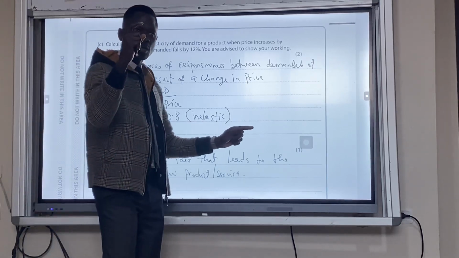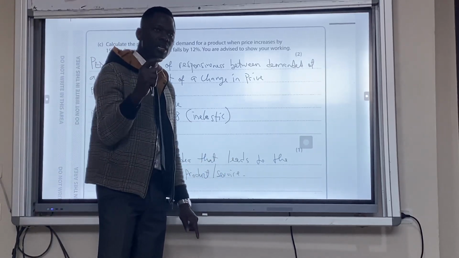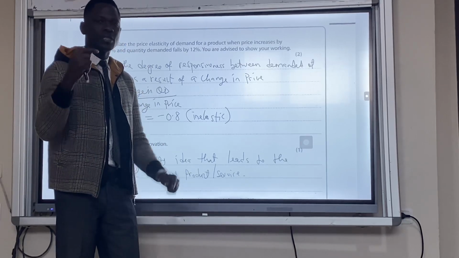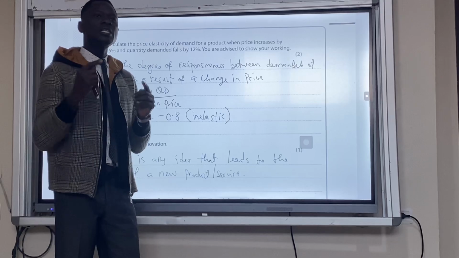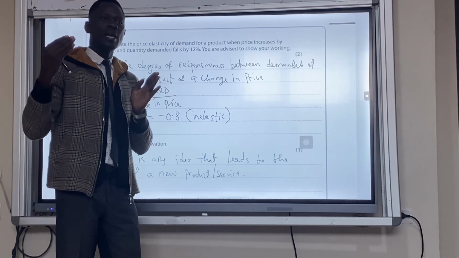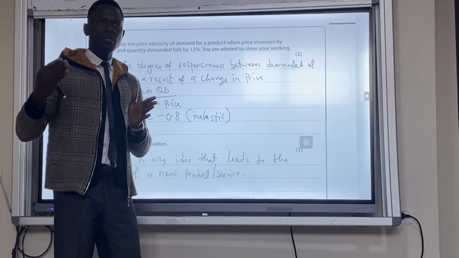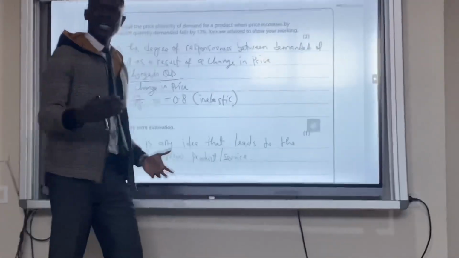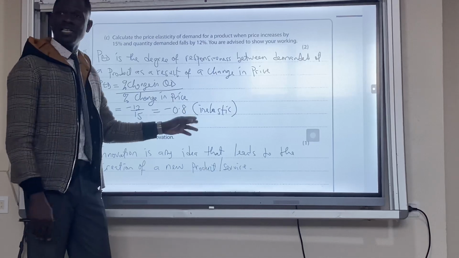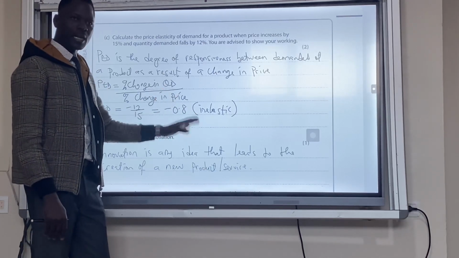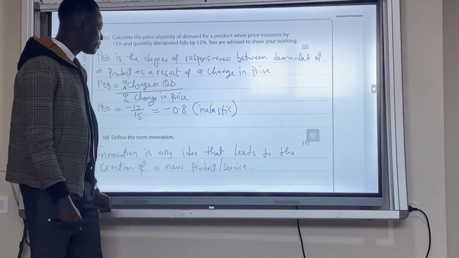If it is 0, it is perfectly inelastic. If it is 1, it is unitary, because the change in quantity demanded equals the change in price. And if it is more than 1, it is elastic, up to infinity. Do we get it, please? Yes. So here we have a negative 0.8, which is less than 1. That is why it is inelastic. Any question about that? No.